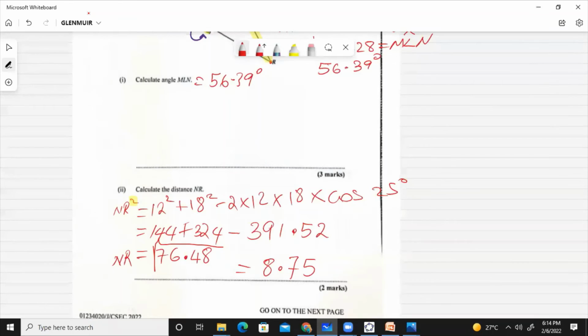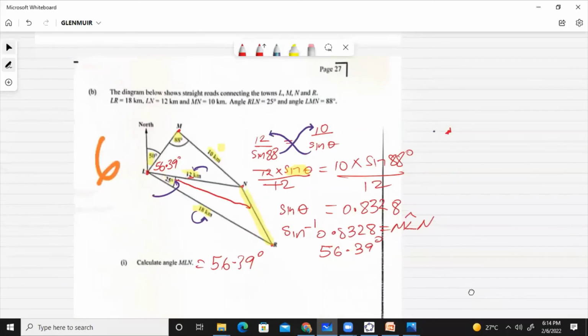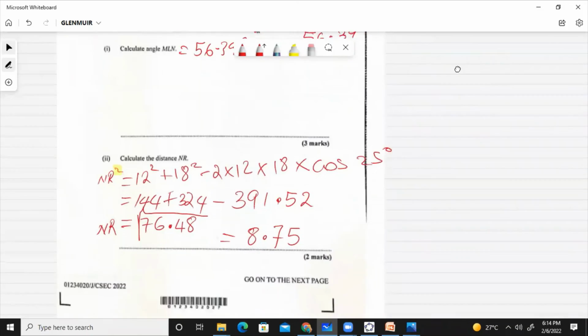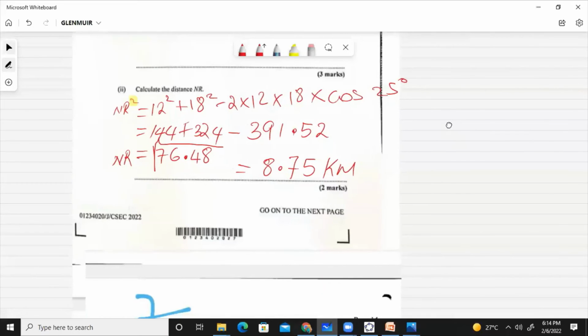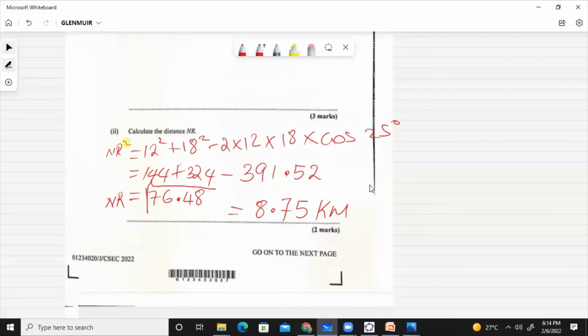8.75. And let me see if they had given us any specific instruction. Hold on. No, there's no specific instruction. So you could put 8.75, or you could put 8.8, but 8.75 is fine. All numerical values should be written to 3 significant figures unless otherwise stated, right, sir? Very good. Guys, remember that: 3 significant figures when you're not told.